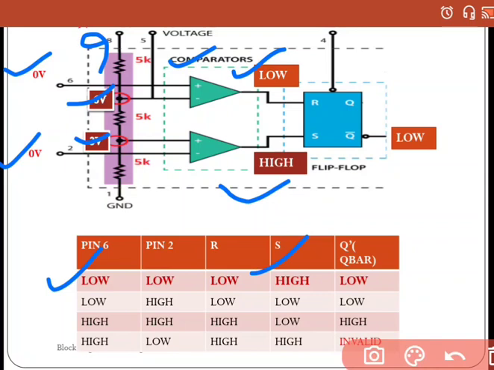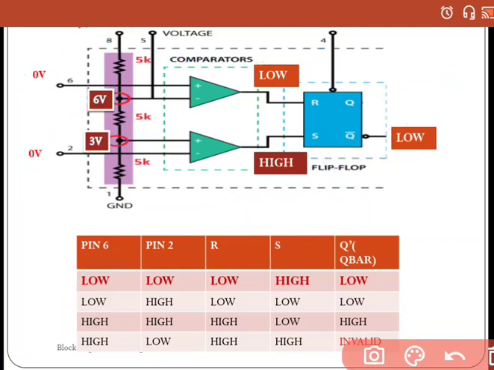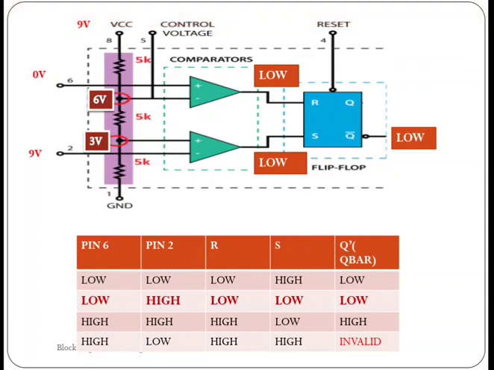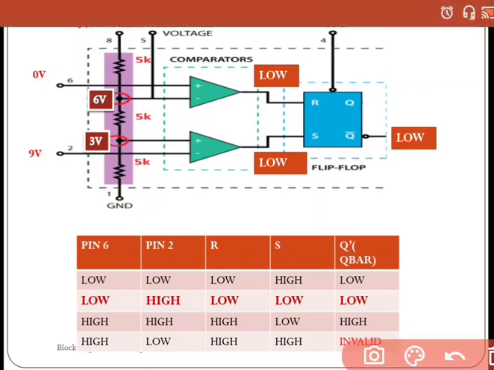So if R is 0 and S is equal to 1, then what is going to happen? Then Q will be set, and Q bar will be low. So this is for the first row. Now what is going to happen for this? Consider the second case. That means if the voltage at pin 2 is increased to say 9 volts, what will happen?